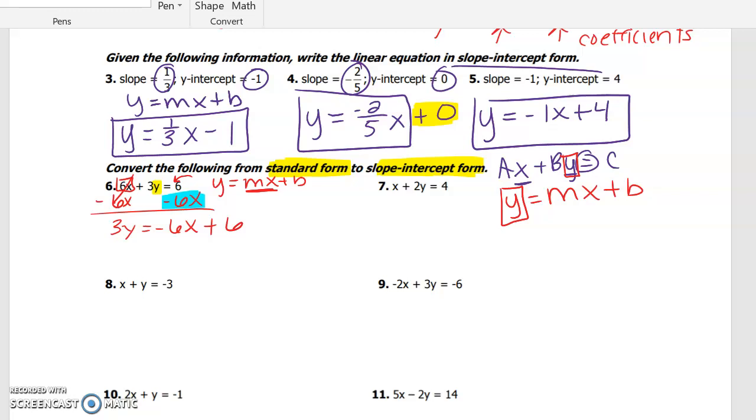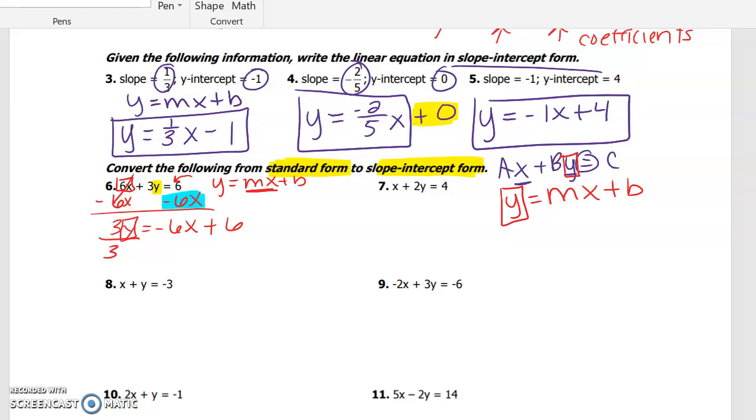Okay, but we're not completely done because my y isn't by itself yet. So notice there's a 3 hanging out in front of that y that we want to get rid of. So like I talked about with the 6x, we want to do the opposite operation that we see. So right now the 3 and the y are attached by multiplication. The opposite of multiplication is division. So I want to divide both sides of my equation by 3.